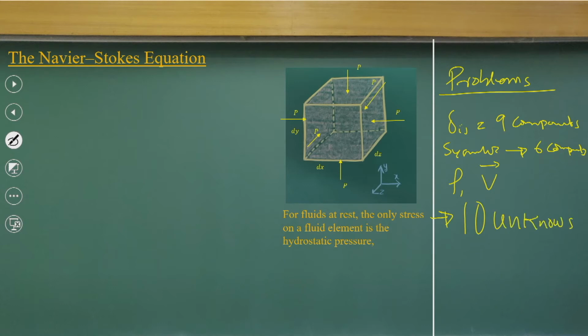for 4 equations. So, 3 equations from Cauchy's equations, 1 equation from mass conservation. How can I solve the 10 unknowns with 4 equations? We need to have approximations here.